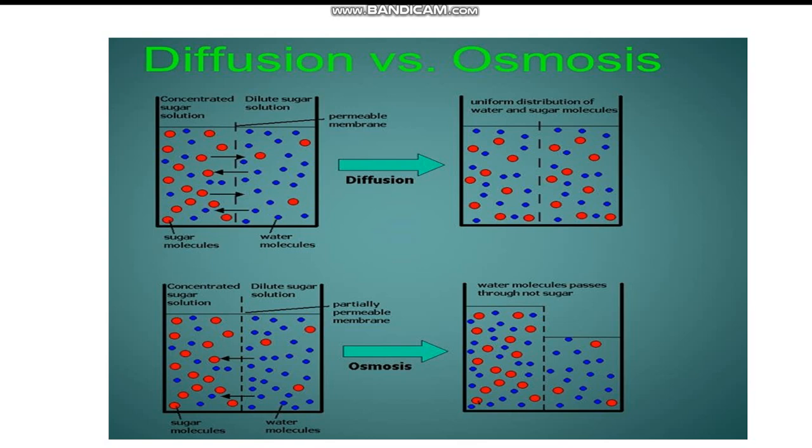Now looking at the lower diagram, which is of osmosis, look at the arrow which is given. The arrows are showing us the movement is only in one direction, and that movement is generally of the water. So the water will move over to the other part of the semi-permeable membrane up to the level where the concentration of the water on both sides will become equal.